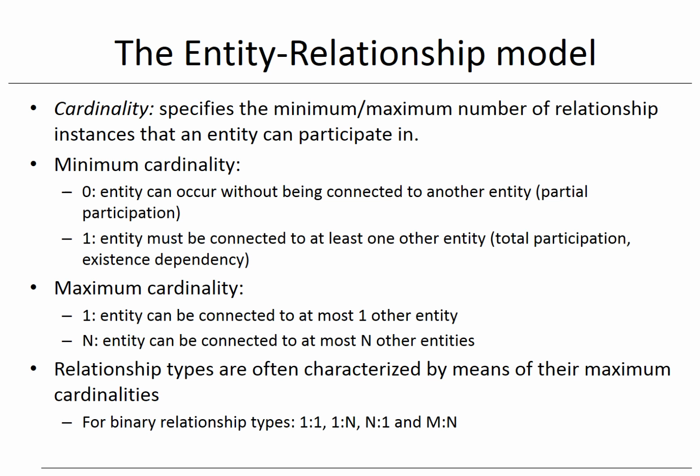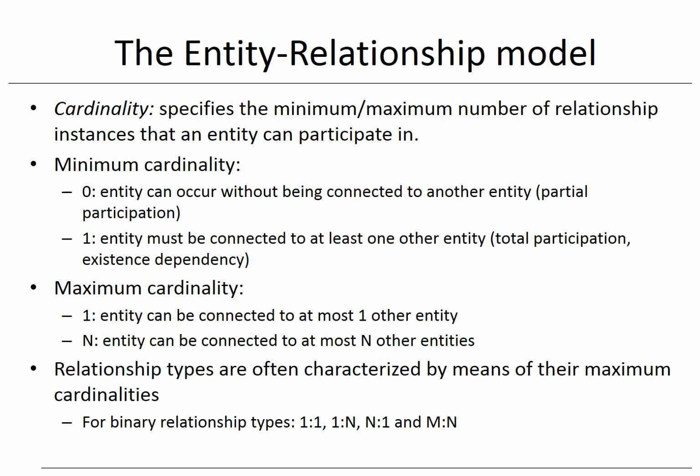As in the hierarchical and CODASYL models, every relationship type can be characterized in terms of its cardinalities. More specifically, the cardinality specifies the minimum or maximum number of relationship instances that an entity can participate in. The minimum cardinality can either be 0 or 1. If it's 0, it implies that an entity can occur without being connected to another entity. This can be referred to as partial participation.